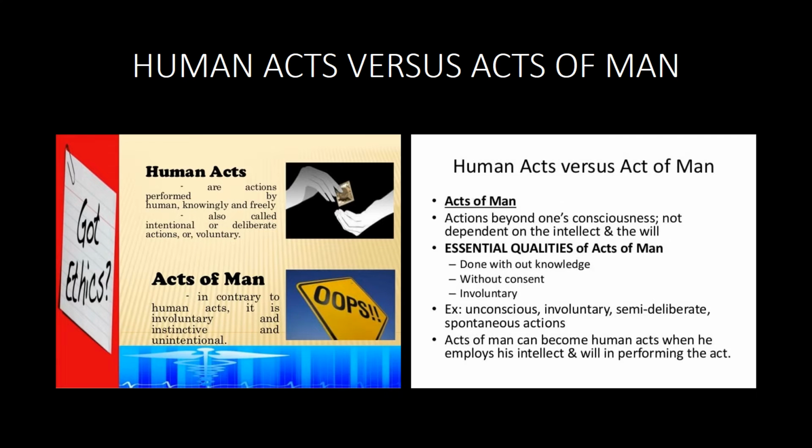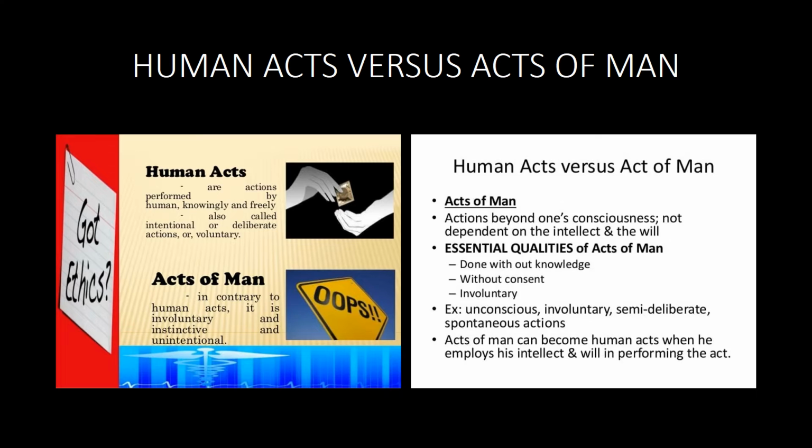Human acts versus acts of man. Human acts are actions performed by a human knowingly and freely. They are also called intentional, deliberate, or voluntary actions. While acts of man are involuntary, instinctive, and unintentional. These are actions beyond our consciousness.